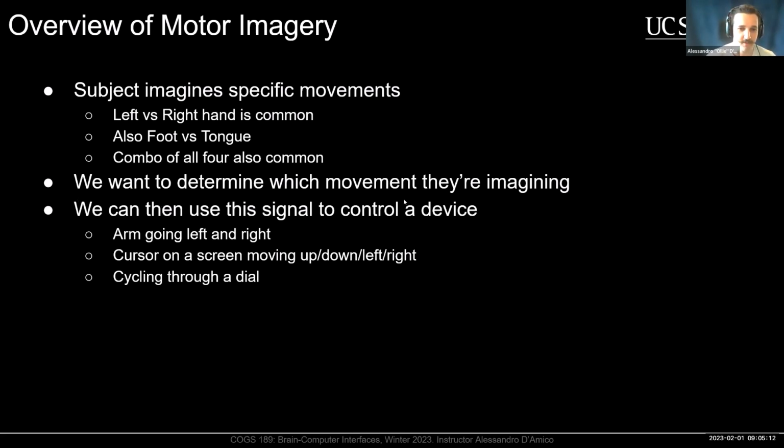And the goal is to determine what somebody is imagining. We can use the signal to control some device. So this could be a robotic arm going left or right. It could be a cursor on a screen moving up or down or left or right. And it could be cycling through a dial, but it could be any number of things, right? So what you map your movements to, up, down, left, right, or north, south, east, west, whatever you do, it doesn't really matter. You don't even have to necessarily map them to directions. They could be arbitrary, but these are some common use cases.